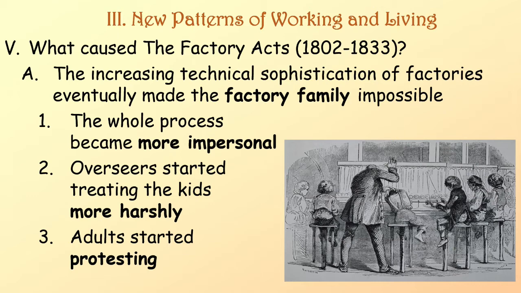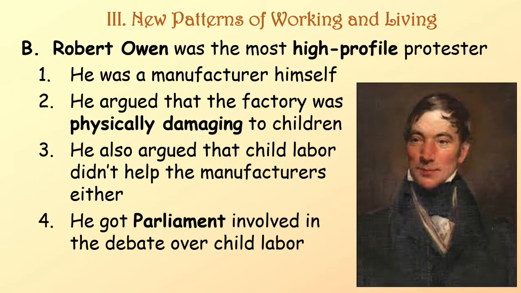The increasing technical sophistication of factories eventually made the family factory impossible. The whole process became more impersonal. Overseers started treating the kids more harshly, and adults started protesting. Robert Owen was the most high-profile protester. He was a manufacturer himself, and he argued that the factory was physically damaging to children. And he also argued that child labor didn't help the manufacturers either. And he got Parliament involved in the debate over child labor.